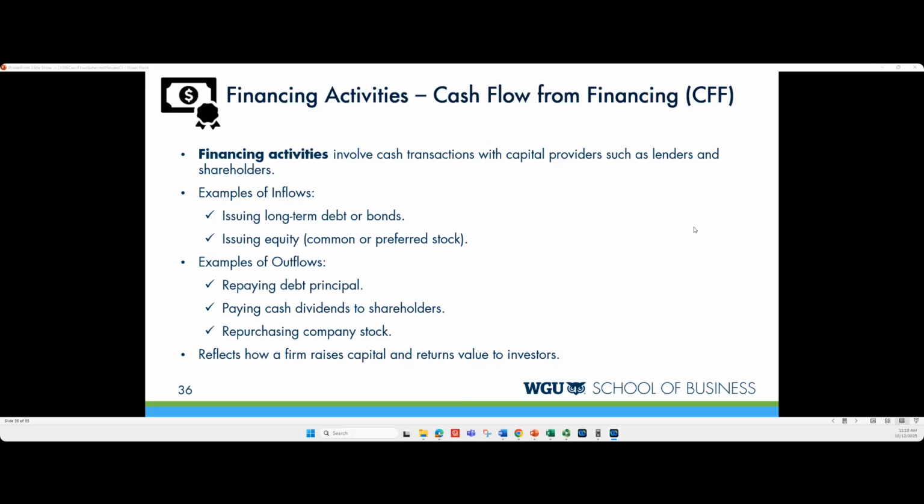And then there are times where a firm might want to repurchase its stock. That would occur if a firm wants to take back more ownership control of the firm. There might be investors that they don't want to be able to take over the firm, so they'll put out a call to see if investors want to sell their shares back to the company so they can make sure they have at least 51% of the total stock that's outstanding. So that would be a big cash outflow. This section of the cash flow statement reflects how the firm raises its capital and returns value to its investors.